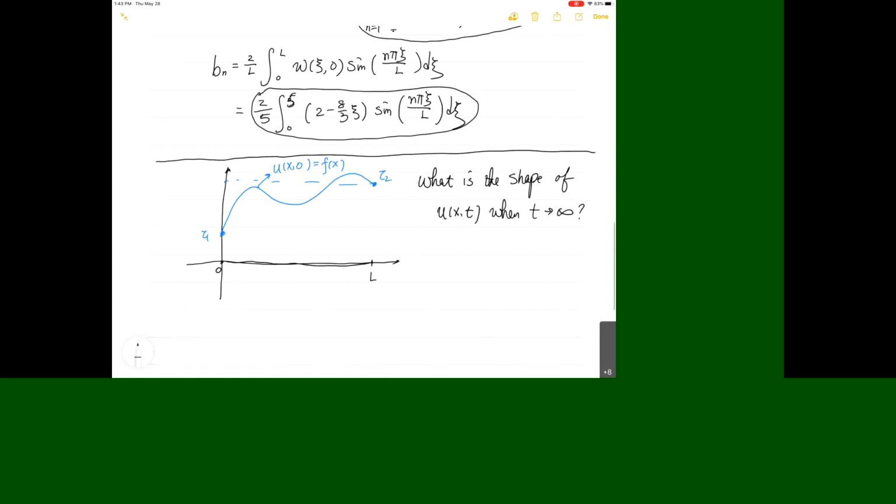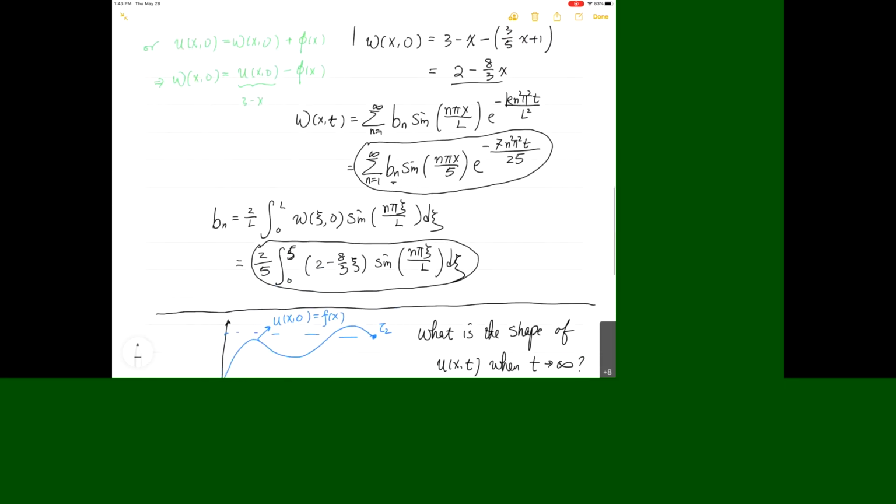Again, let's look at the solution here. See, because of the exponential decay, when t goes to infinity, we have negative infinity here. So this exponential goes to 0. And because the exponential goes to 0, regardless of the value of Bn, the whole W goes to 0. Right? As t goes to infinity.